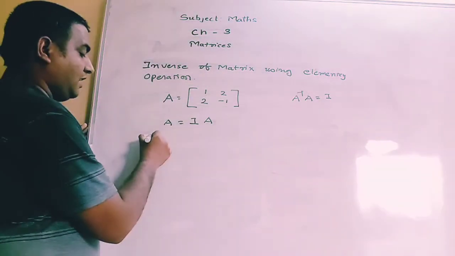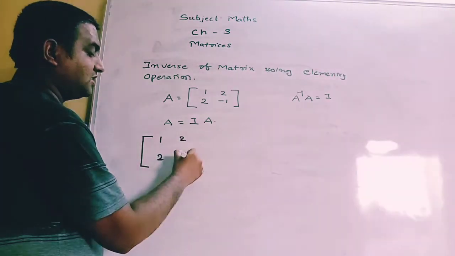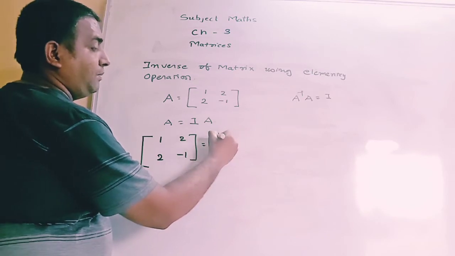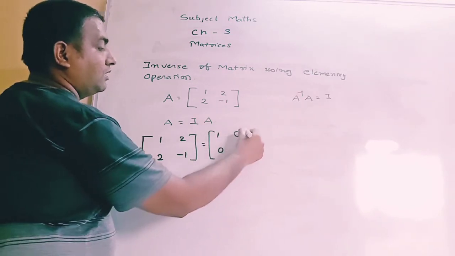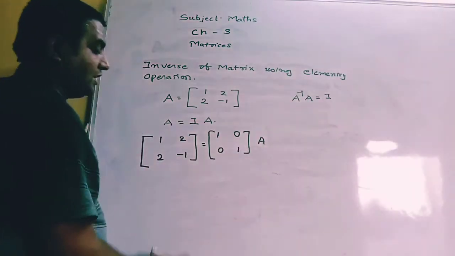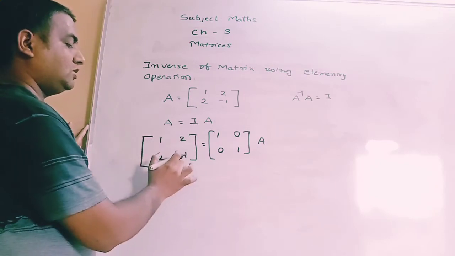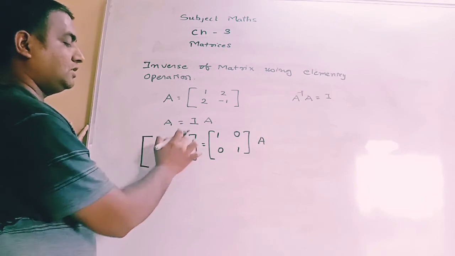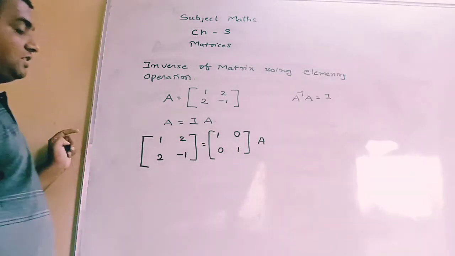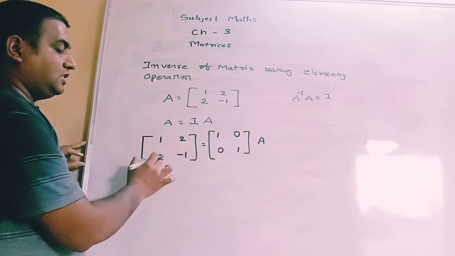So here we can write [1 2; 2 -1] equals I, that is [1 0; 0 1], into A. So here A inverse into A equals I. This matrix we have to convert into the identity matrix, that is [1 0; 0 1], and whatever comes on the other side will be called A inverse. So now we want to convert these elements into 1 0 0 1.